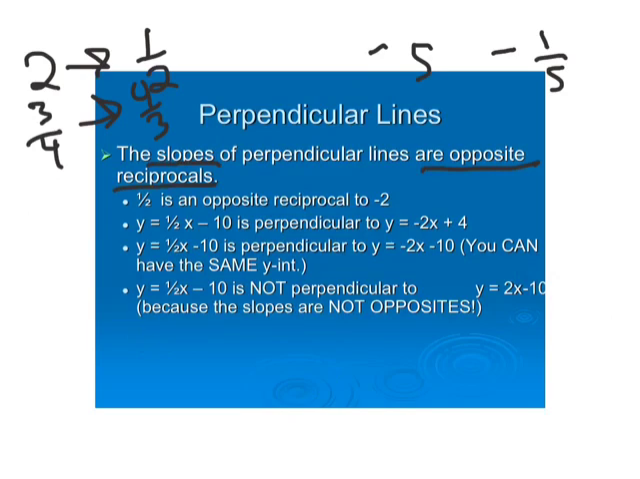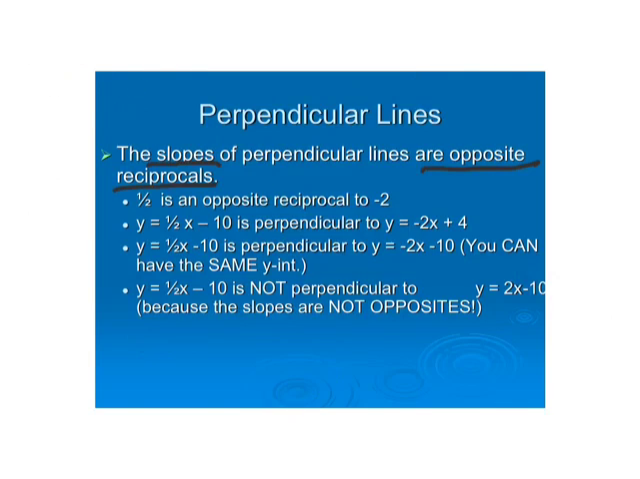Now, in this case with perpendicular lines, understand that we're dealing with opposite reciprocals. So with opposite reciprocals, not only do we have to flip the number, we have to change the sign. So the opposite reciprocal of 2 would be negative 1/2, because we change its sign and we flip it. The opposite reciprocal of negative 4 would be a positive 1/4 because we change the sign and we flip it. So that's a key vocabulary term, opposite reciprocal. When you see opposite reciprocal, just think, change the sign and flip it.